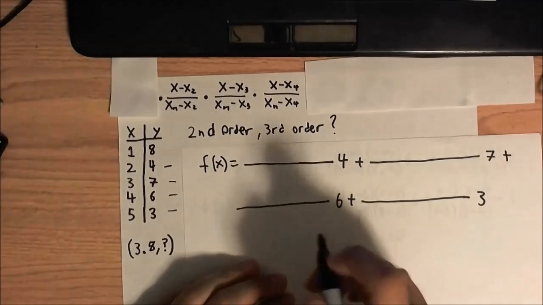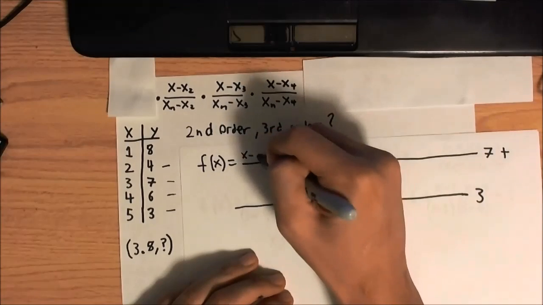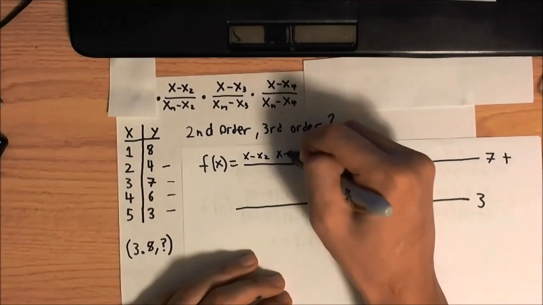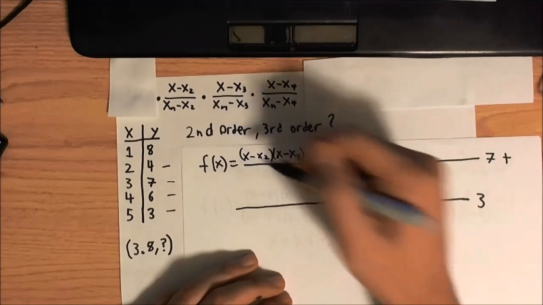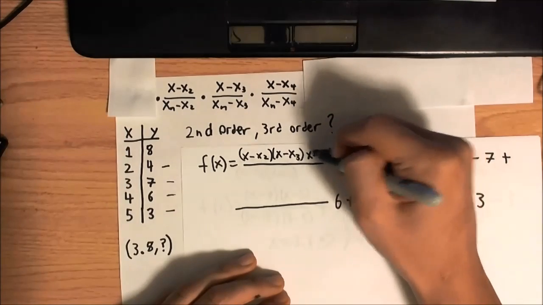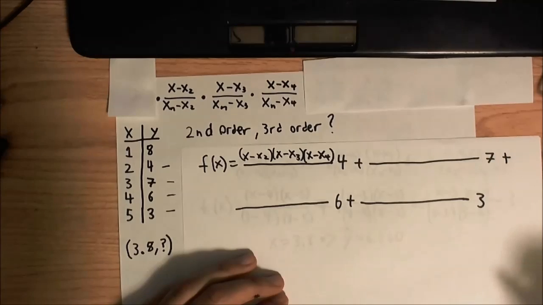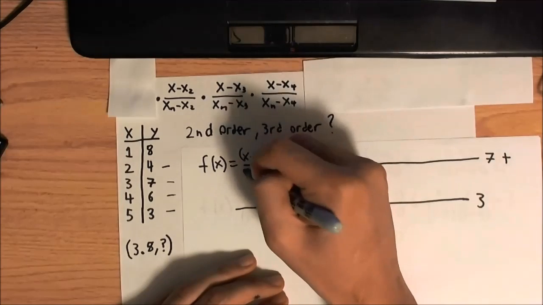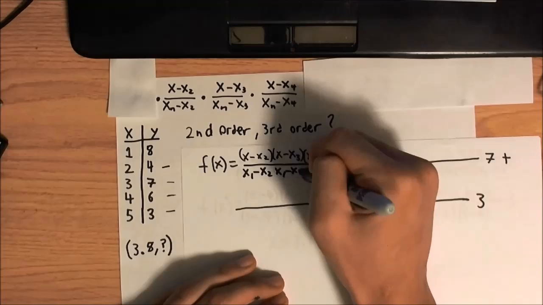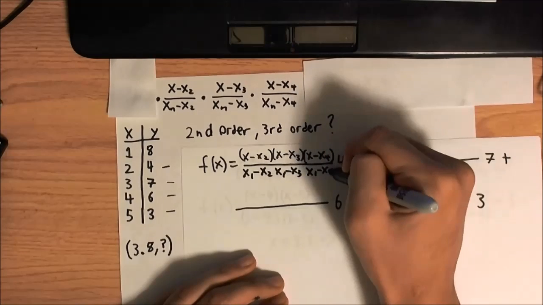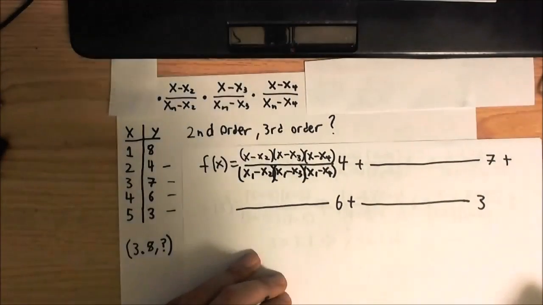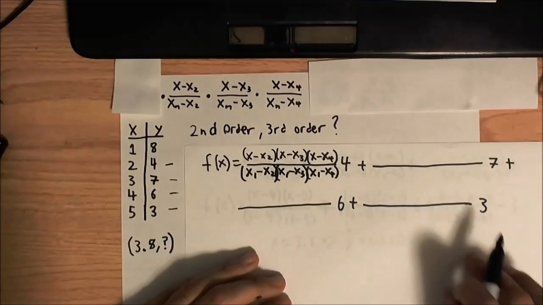And n will equal 1 again, making our Lagrange polynomial (x minus x sub 2) times (x minus x sub 3) times (x minus x sub 4) over (x1 minus x sub 2), (x1 minus x sub 3), and (x1 minus x sub 4). So again, we repeat the process for the next 3 terms.